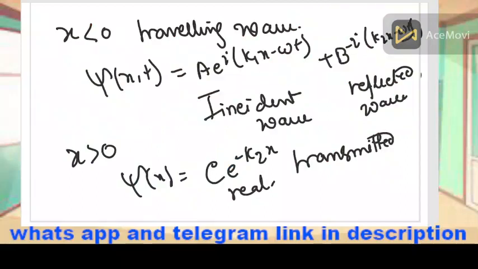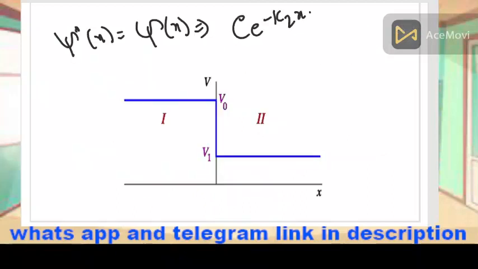However, we are interested in the probability density. So for x less than 0 it is a traveling wave, and for x greater than 0 it is the transmitted wave, and it has no imaginary component, it is a real wave. This part is very interesting, that it is a totally real quantity.